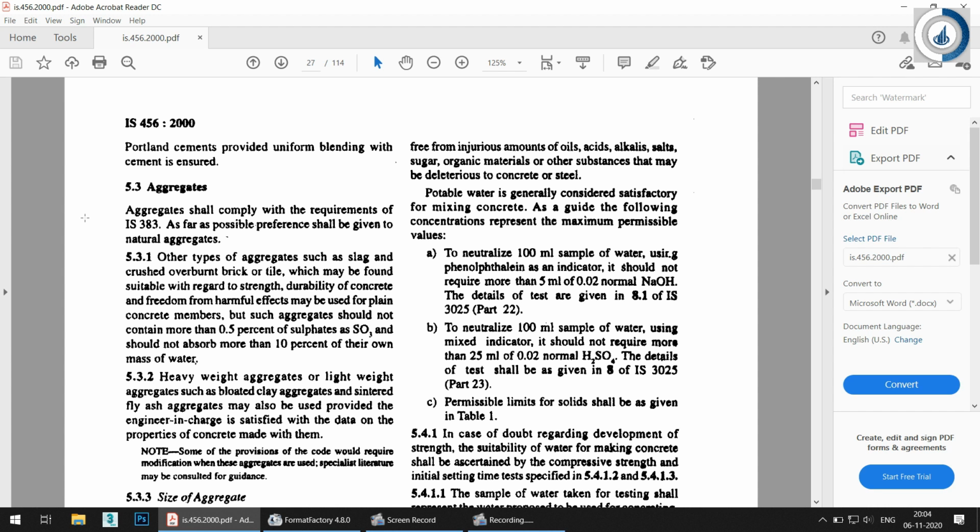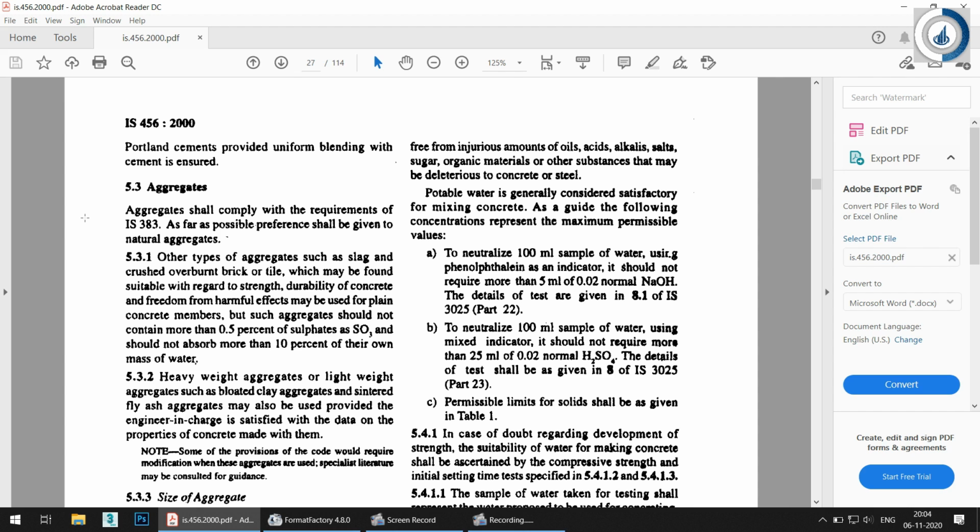Then 5.3.1 says other types of aggregates such as slag and crushed over-burnt brick or tile, which may be found suitable with regard to strength, durability of concrete and freedom from harmful effects, may be used for plain concrete members. But such aggregates should not contain more than 0.5% of sulfates as SO3, and should not absorb more than 10% of their own mass of water.